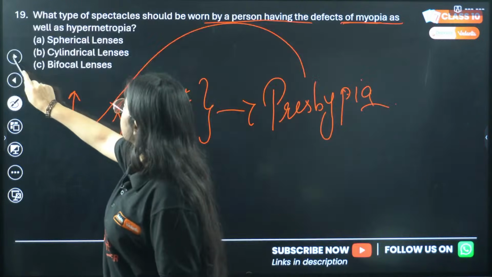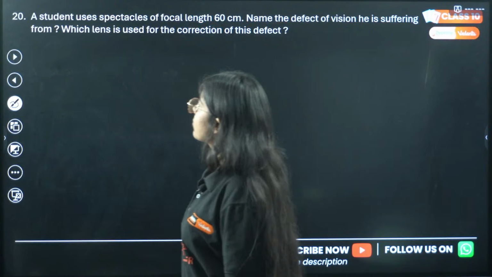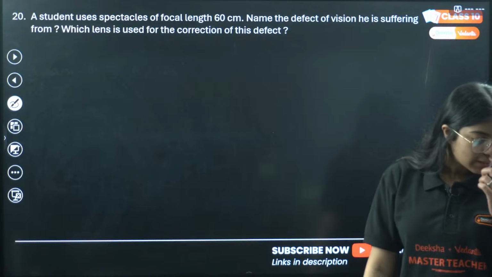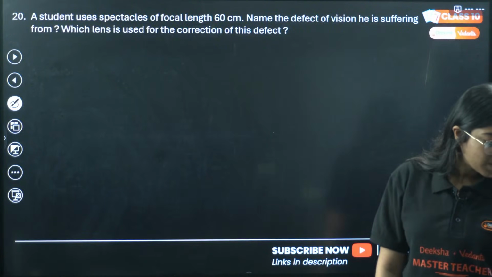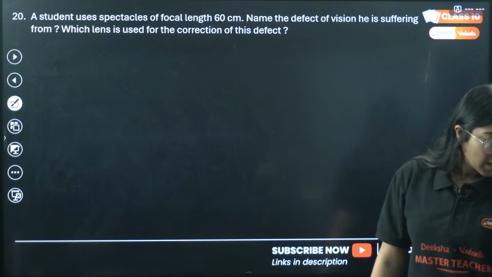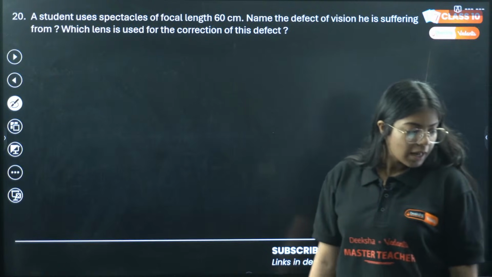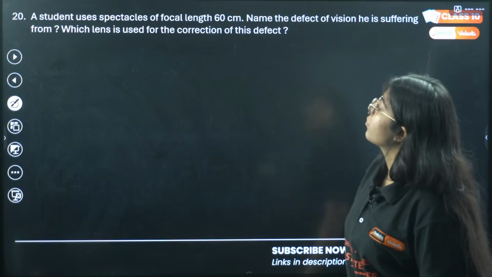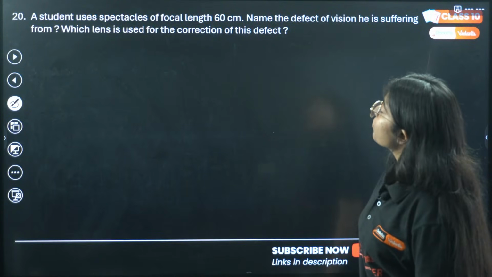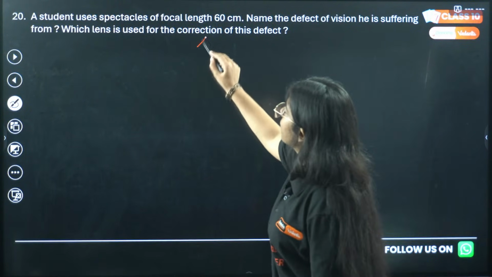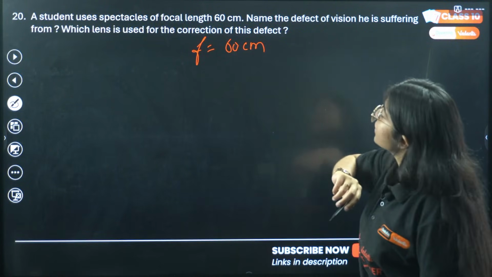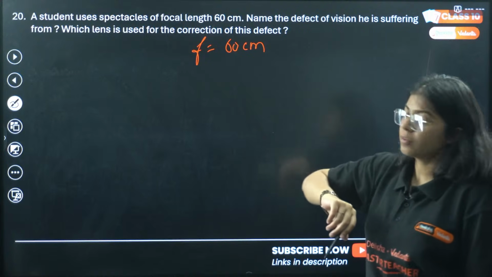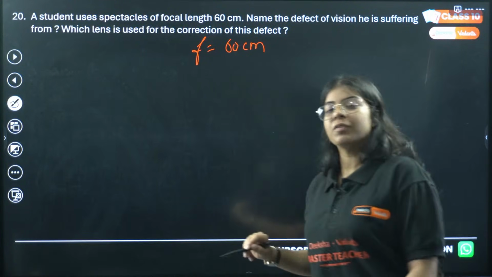Okay, 20th question. It says a student uses spectacles. Okay, we are getting answers: hypermetropia, convex lens. Radhe is saying A, also for before. Okay, a student using spectacles of focal length 60 centimeter. Name the defect of vision he is suffering from. Which lens is used for the correction of this defect? Actually, all of you are correct.